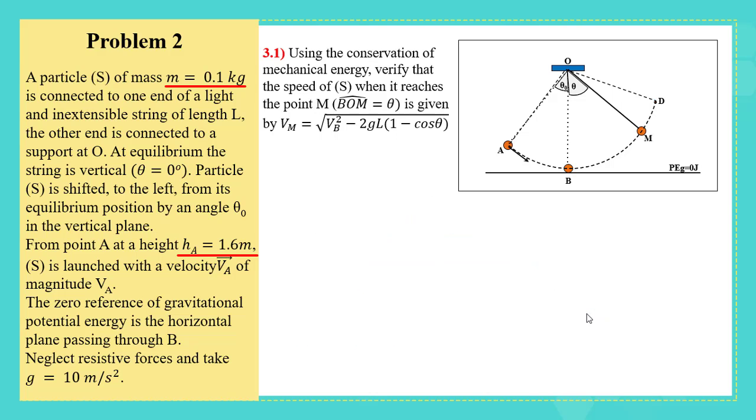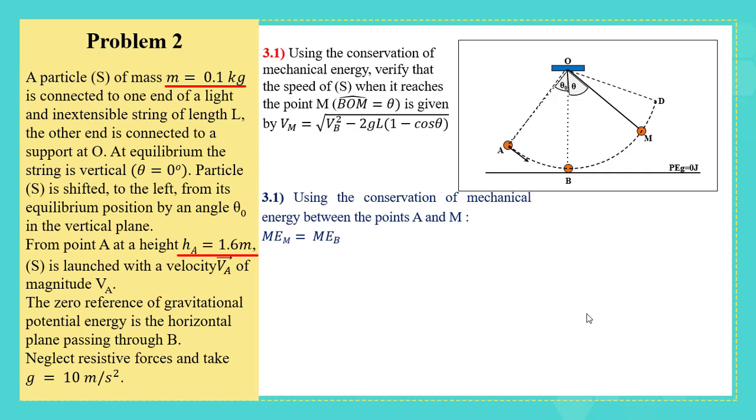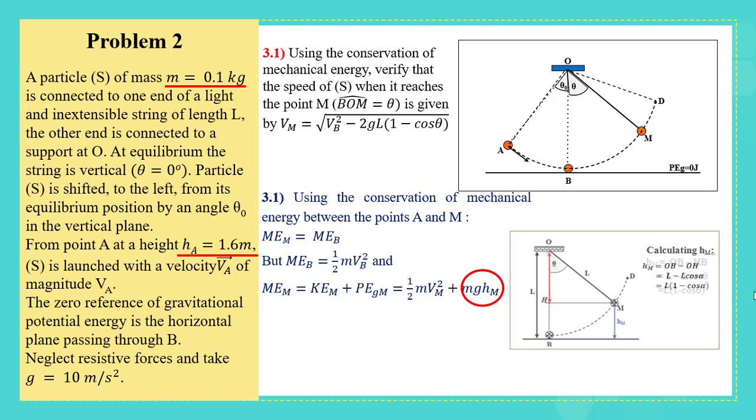Using the conservation of mechanical energy, verify that the speed of S when it reaches a point M is given by VM equals the radical of VB squared minus 2gL into 1 minus cosine theta. They gave us a hint: using the conservation of mechanical energy. Let's state the conservation of mechanical energy between any two points. Mechanical energy at M equals the mechanical energy at B, especially because they mentioned VB. But mechanical energy at B is half m VB squared. And we know that at a given position, the mechanical energy is the sum of kinetic plus potential. But what is m g hM? Let's check this figure.